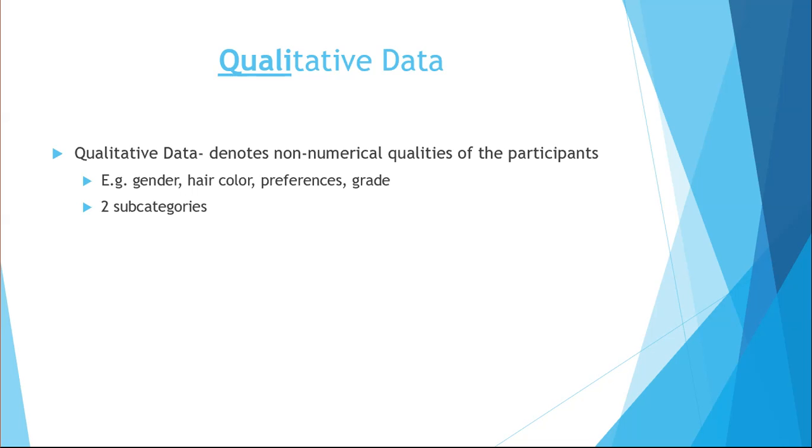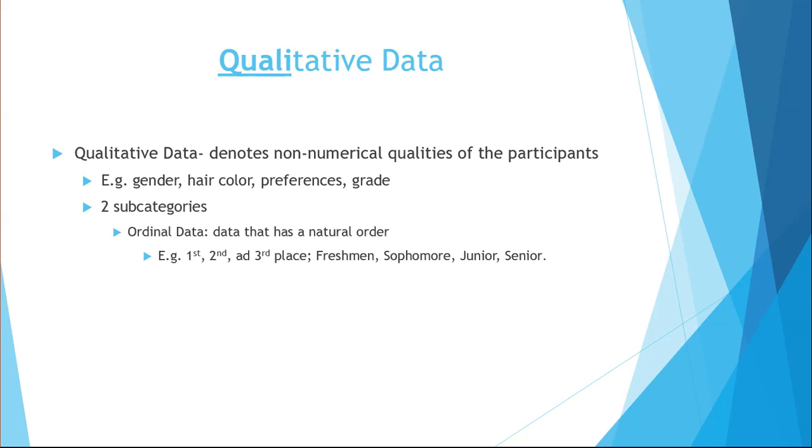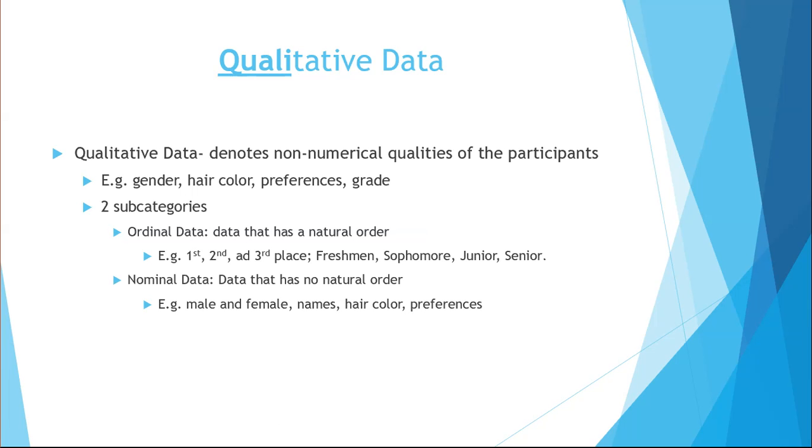Qualitative data also has two subgroups, ordinal and nominal. Ordinal data are variables that have natural order. For example, first, second, and third place, or grade levels. Nominal data are variables that have no natural order, such as male and female, names, colors, etc.